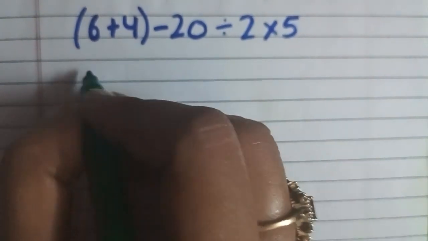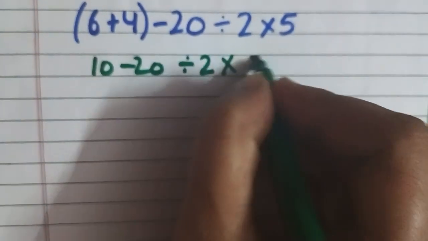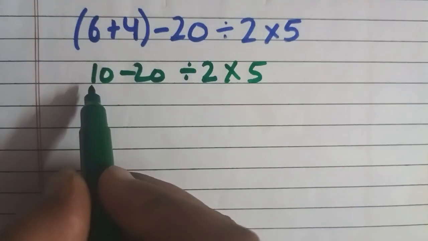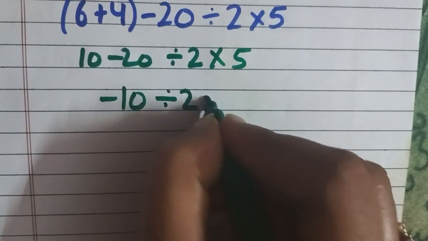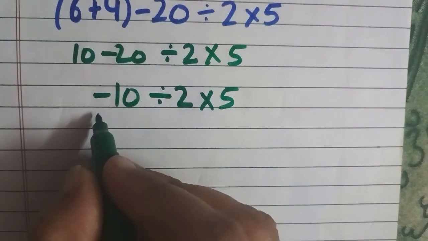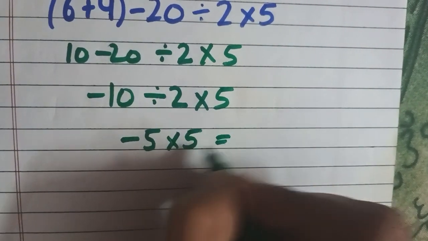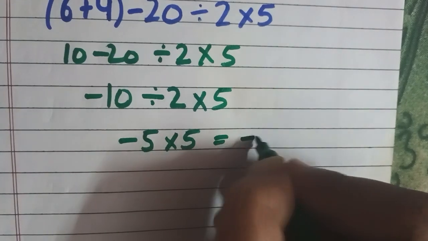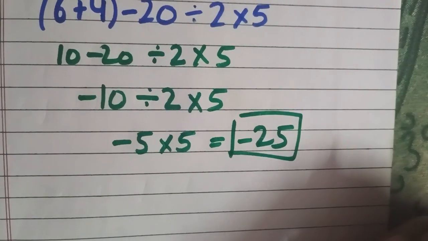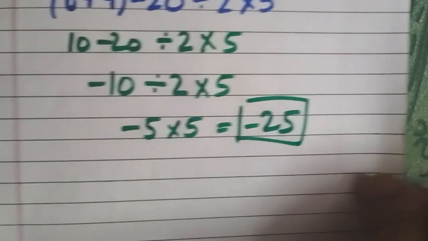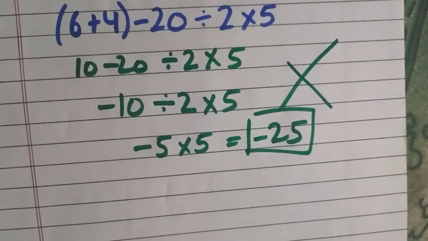6 plus 4 is 10 minus 20 divided by 2 times 5. Now 10 minus 20 is minus 10 divided by 2 times 5. Now minus 10 divided by 2 is minus 5 times 5, and 5 times minus 5 is minus 25. But minus 25 is not correct. Minus 25 is not correct. It is the wrong answer.